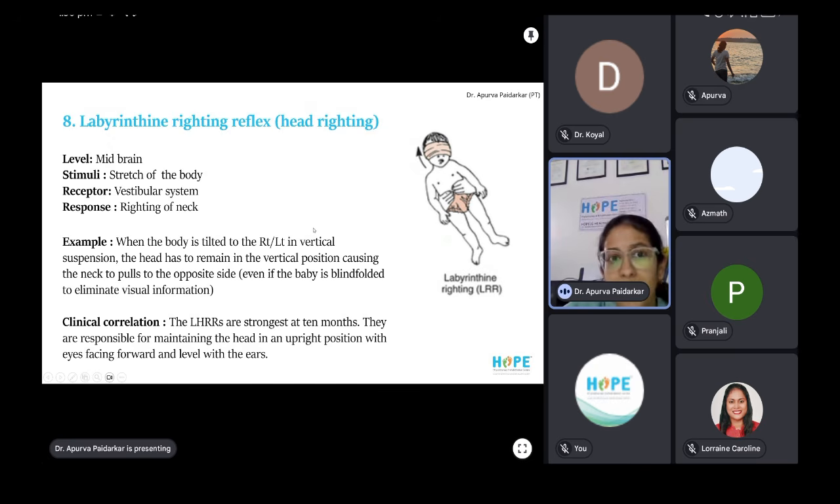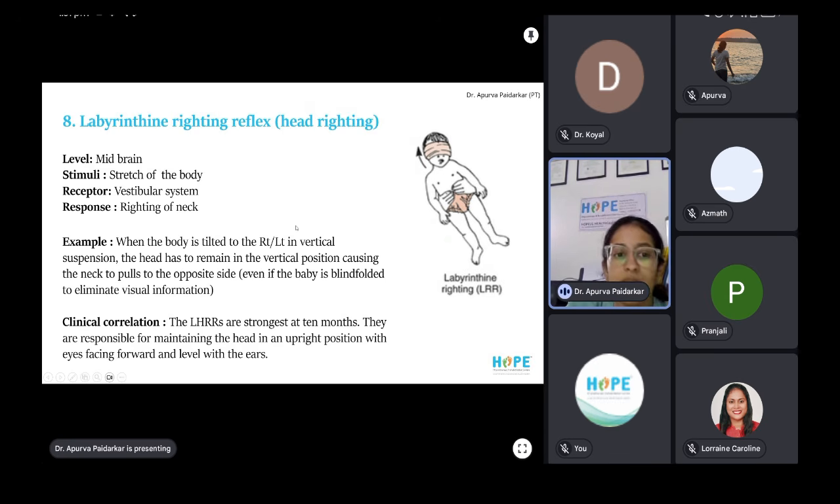The eighth one is the labyrinthine righting reflex, which you can also call the head righting reflex. The level is the midbrain, the stimulus is stretch of the body, the receptor is the vestibular system, and the response is righting of the neck.